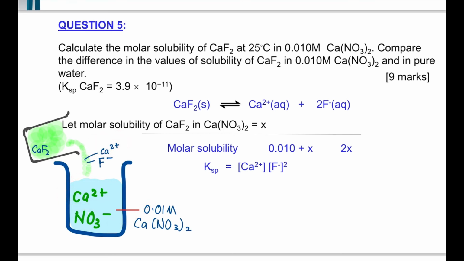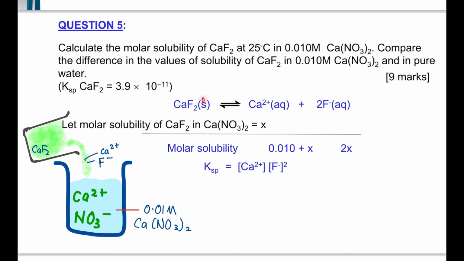So, now let's calculate the molar solubility of the calcium fluoride inside this solution. Let's assume that the molar solubility of the calcium fluoride in this solution is X. So we write down the equation of dissociation of calcium fluoride, and our equation must be reversible because not all of the calcium fluoride can dissociate to form their ions.